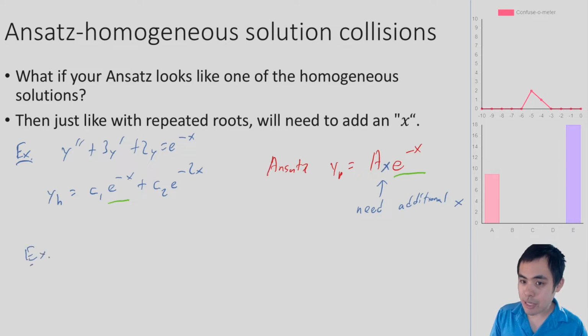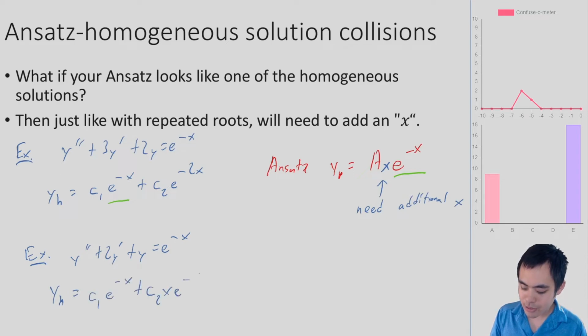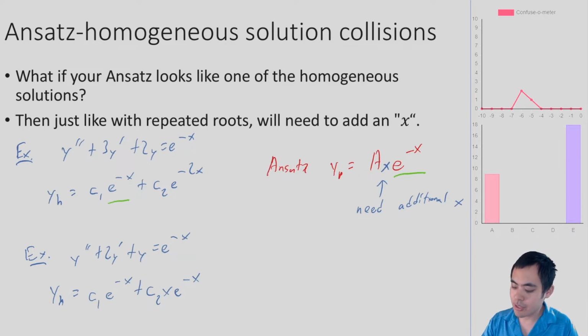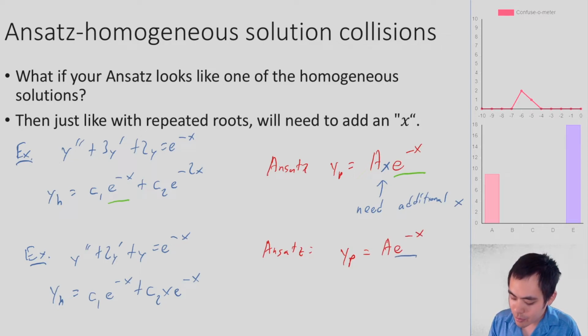Or if we have another example, so let's say y double prime plus 2y prime plus y is equal to e to the minus x. Well, the homogeneous solution to this is equal to c1 e to the minus x plus c2 x e to the minus x, because you have minus 1 as a solution twice. Well, our ansatz here is yp is equal to a e to the minus x. But this doesn't work because that appears there.